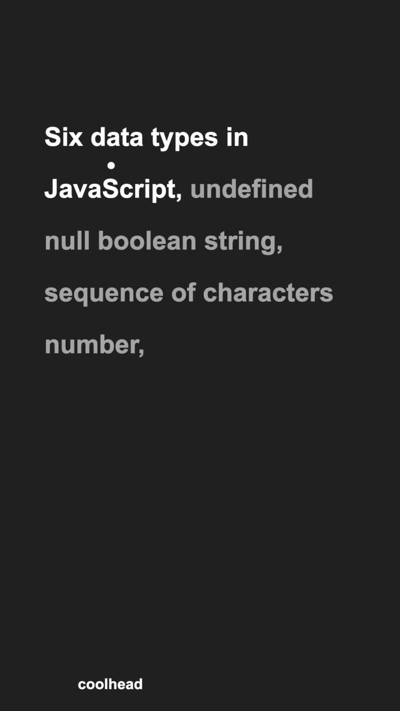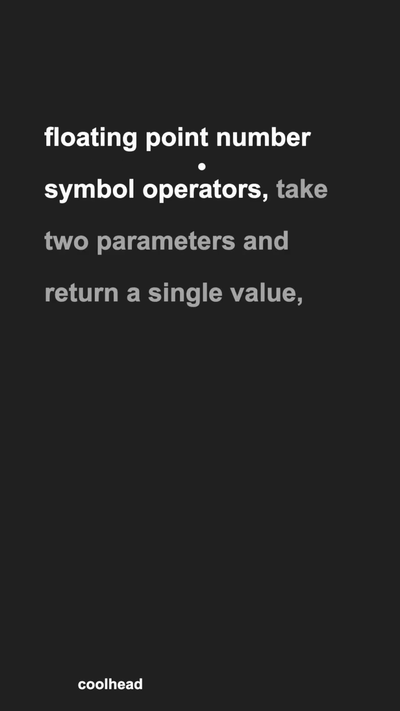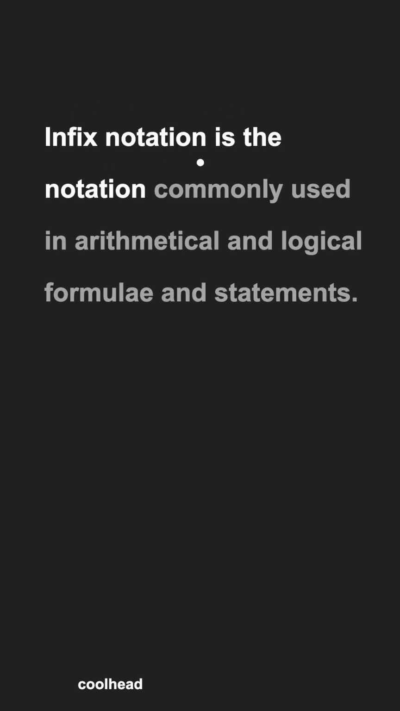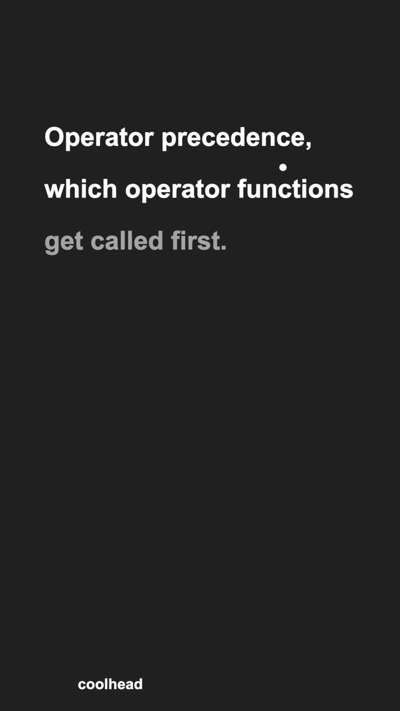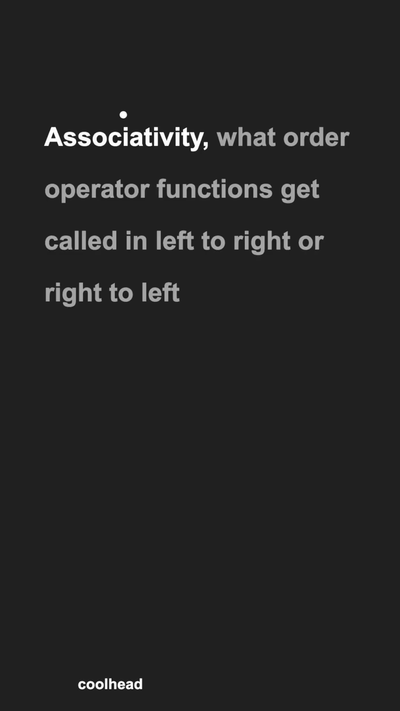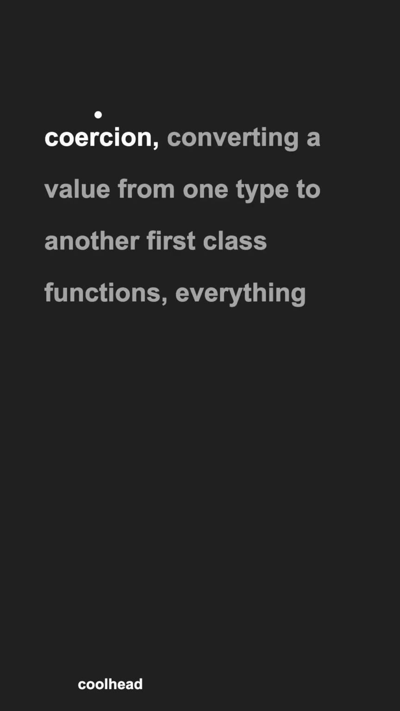6 data types in JavaScript: undefined, null, boolean, string (a sequence of characters), number (a floating point number), and symbol. Operators: functions that take 2 parameters and return a single value. Infix notation. Infix notation is the notation commonly used in arithmetical and logical formulae and statements. Operator precedence: which operator functions get called first. Associativity: what order operator functions get called in, left to right or right to left. Coercion: converting a value from one type to another.